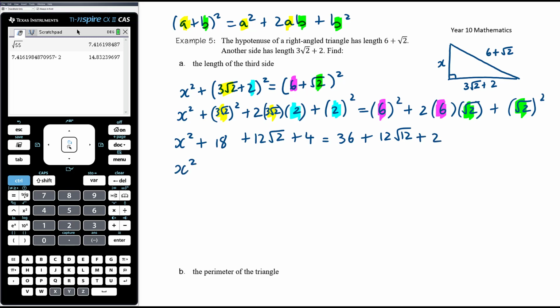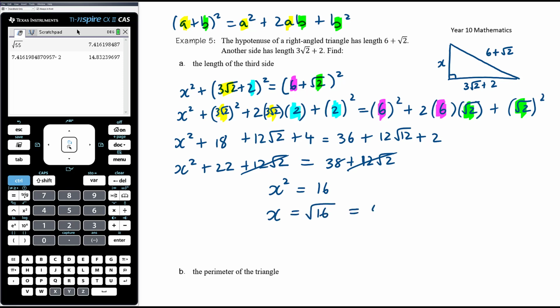Let's just tidy things up a little bit more. 18 plus 4, so we've got 22 plus 12 root 2 equals 36 plus 2, so that's 38 plus 12 root 2. Okay, we can subtract 12 root 2 from both sides, and they're going to cancel out. I'm then going to subtract 22 from both sides. I'm going to have x squared equals 16. And so actually, very nicely here, x is the square root of 16, which is 4.